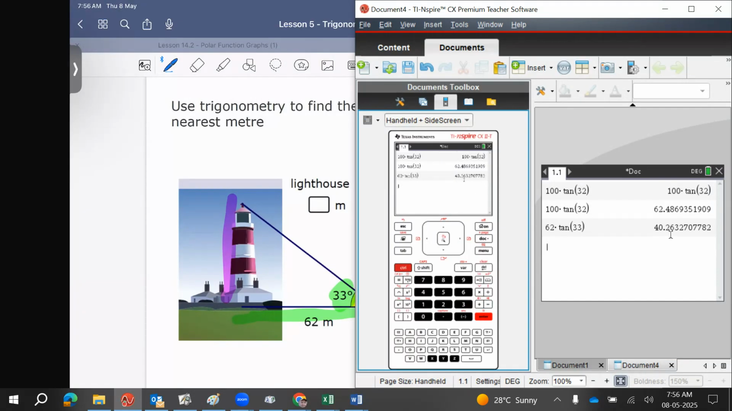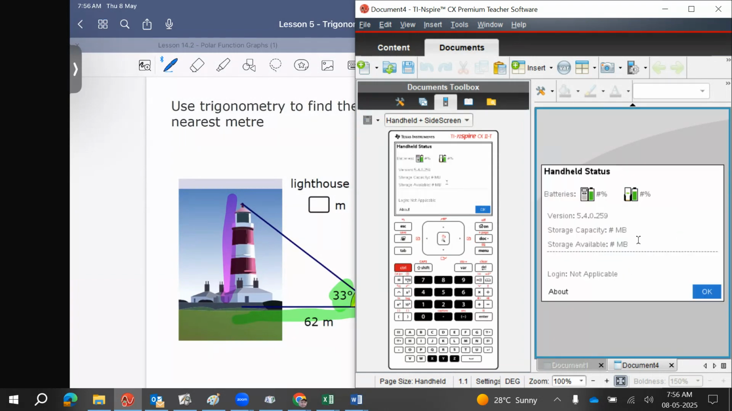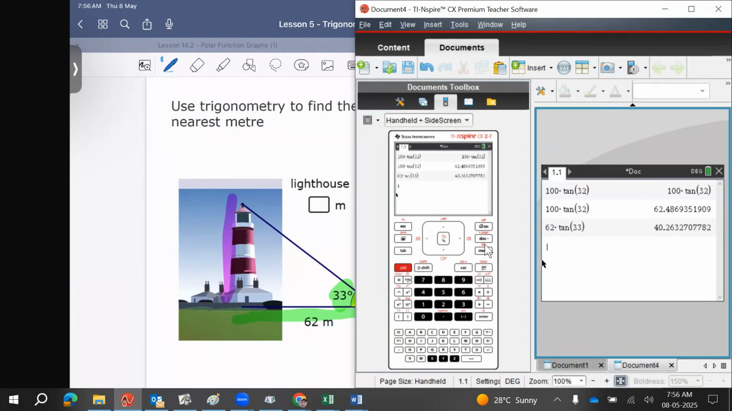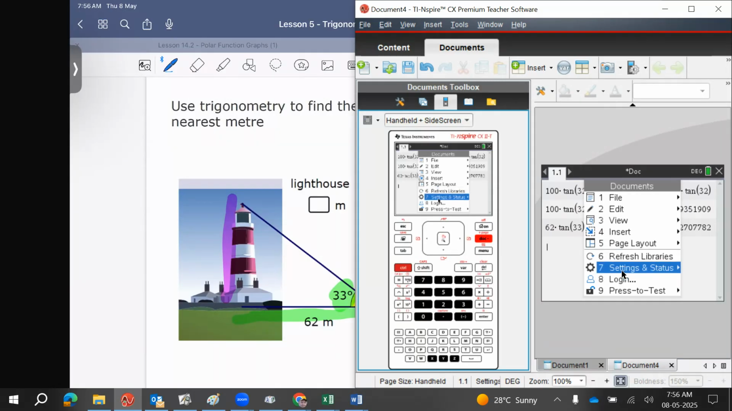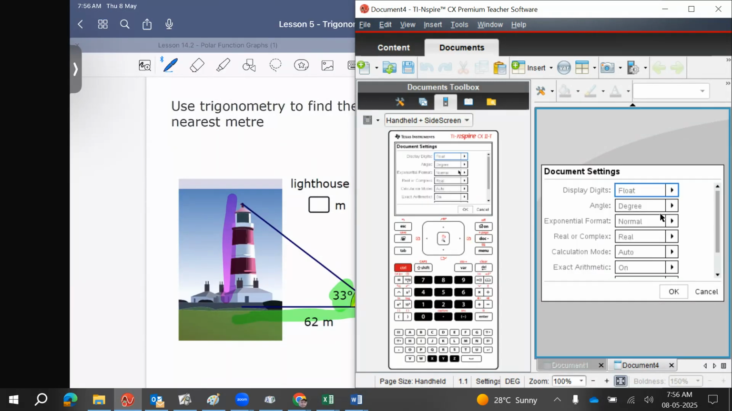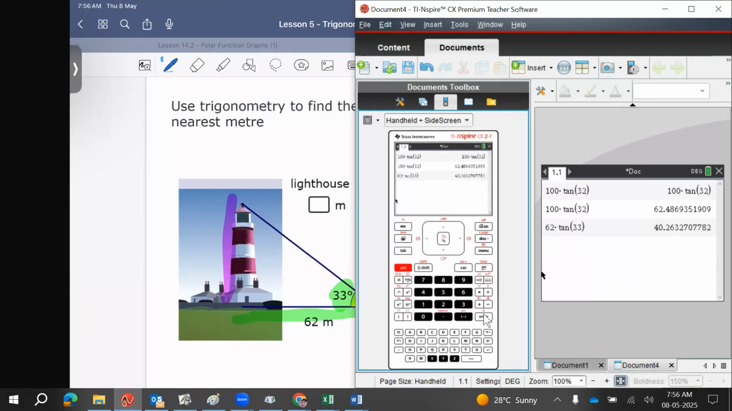40.2. If you need a set amount of decimal places, press document, settings. Let me try that again. Document, settings. And if you scroll down here, fix means how many decimal places it's fixed to. So if we want to fix to 1 decimal place for this, and now when we press Control Enter, it will automatically round for you. So that's to the nearest tenth. So we get 40.3 meters.